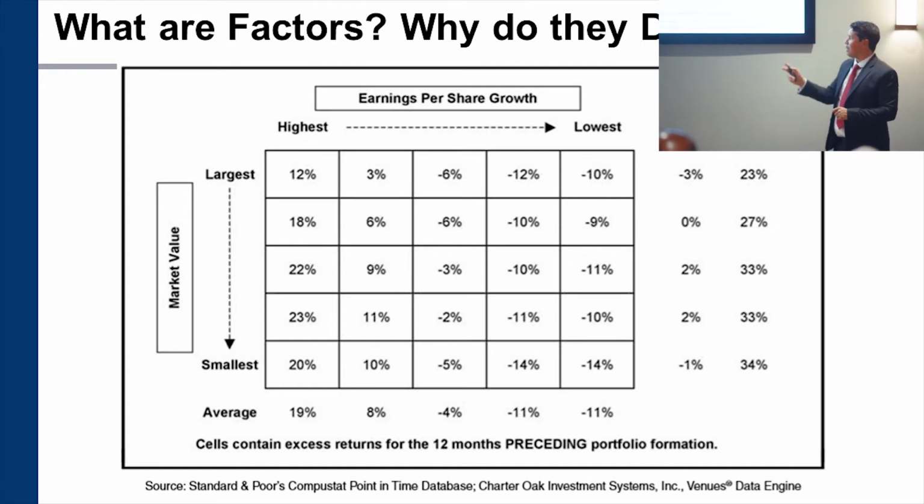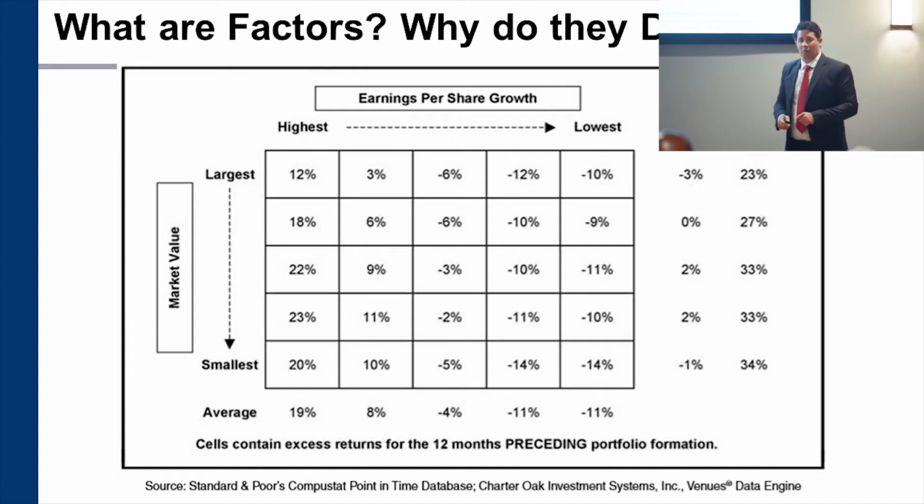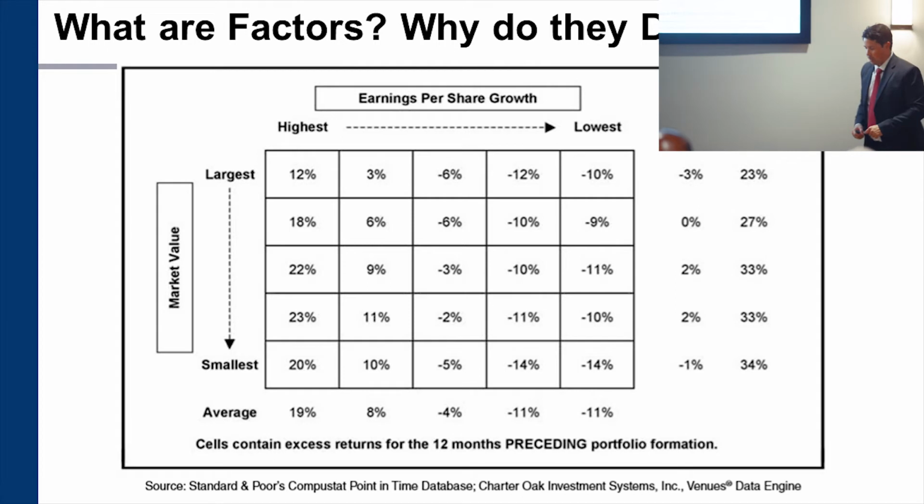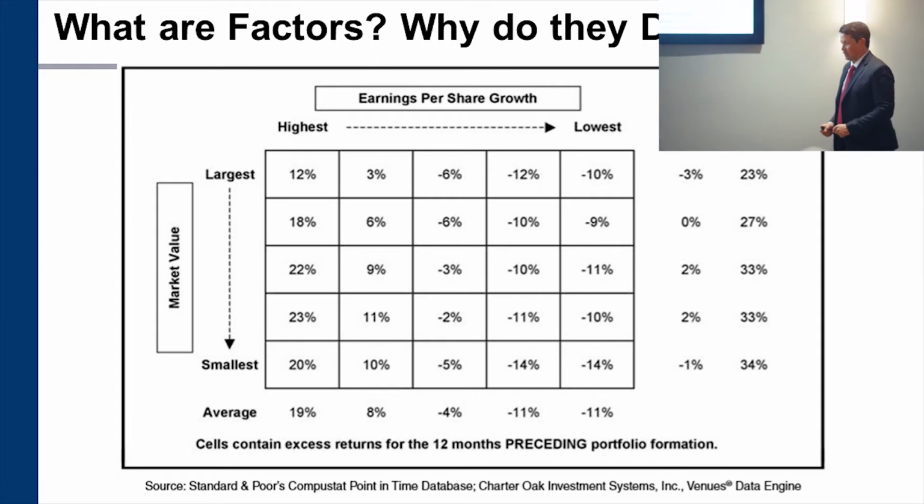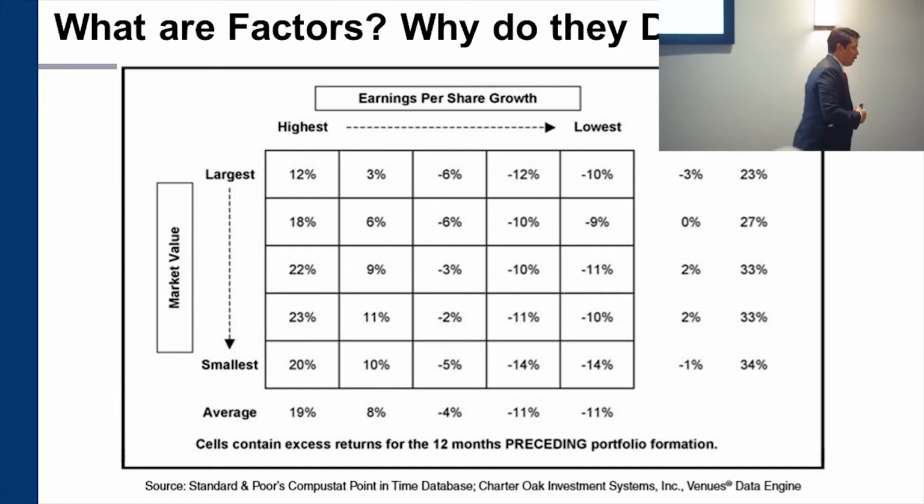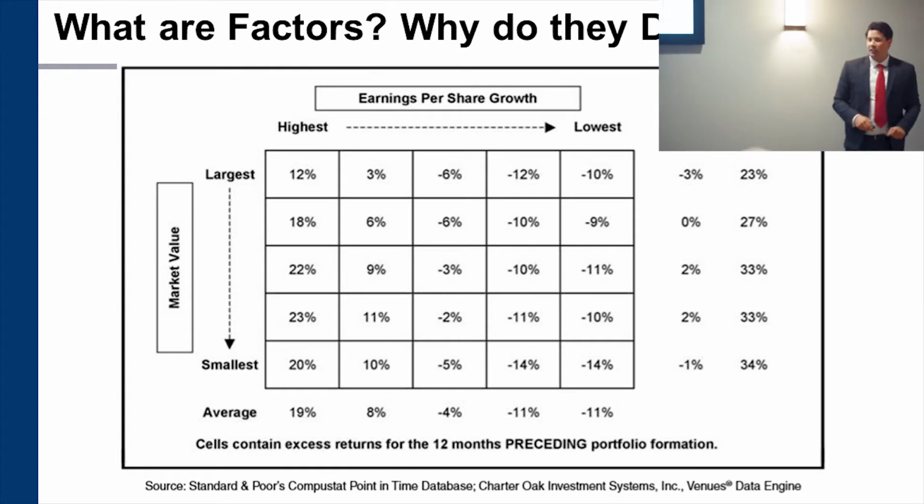So the problem with this is when we look backwards, we say, okay, the year went by, 2017, we go, all right, which stocks did the best in earnings? Well, these ones did really, really well with high earnings. What if we bought those and then turned around and held them into 2018? Let's see how they did.